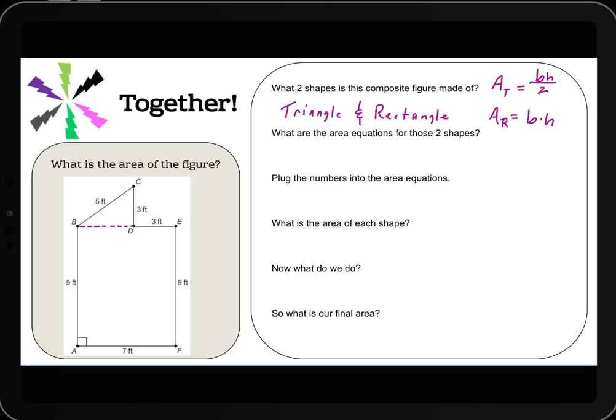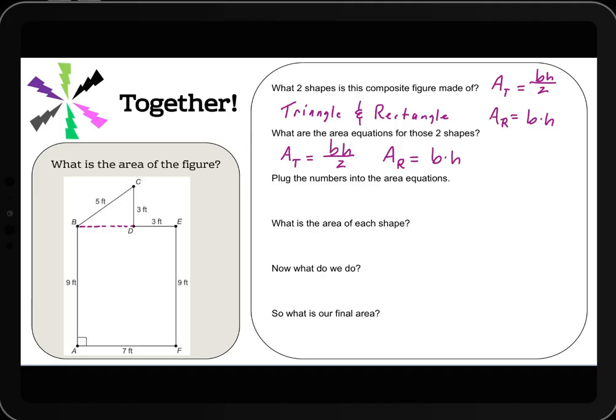In fact, I should have written that over here. Area of the triangle is going to represent, in this case, the base times the height divided by 2. The area of the rectangle is going to equal base times the height. So it says plug the numbers into the area equations. So we have to identify what those numbers actually are.